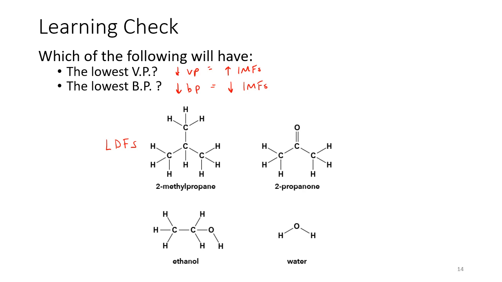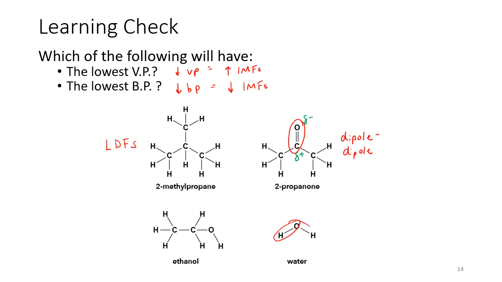2-propanone contains a carbon-oxygen double bond. That carbon-oxygen double bond is going to be polar. Oxygen will be slightly more electronegative than carbon, therefore the oxygen will develop a partial negative charge and the carbon will develop a partial positive charge. It doesn't have any hydrogen bonding though, so its strongest intermolecular forces will be dipole-dipole interactions.